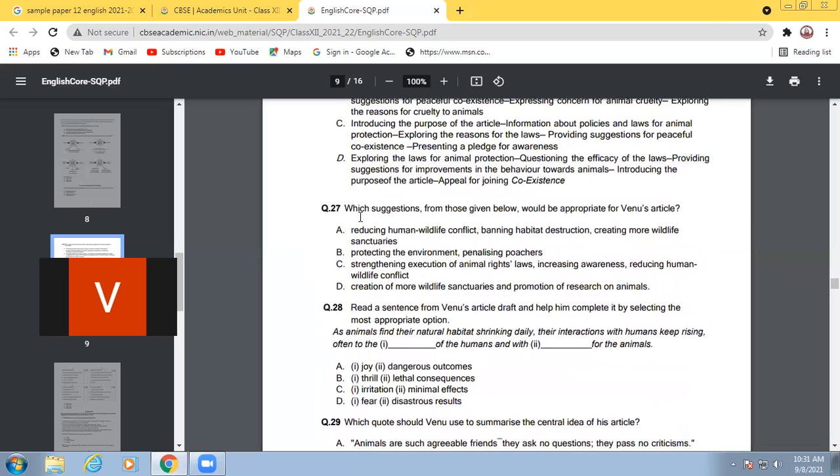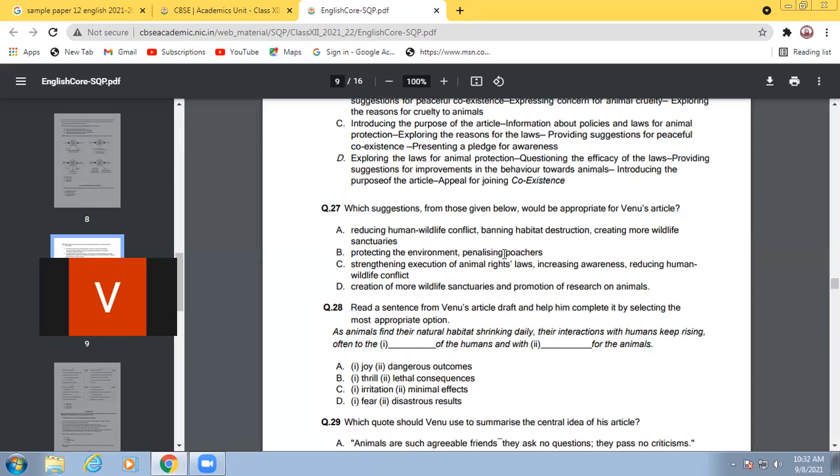Okay, question 27. Which suggestions from those given below would be appropriate for Venu's articles? Now, the writer is only talking about suggestions, so which ones are more important? Reducing human wildlife conflict, banning habitat destruction, creating more wildlife sanctuaries. If we want to stop cruelty towards animals, is it okay to talk about reducing human wildlife conflict? Yes. Banning habitat destruction. What is habitat? Like the jungles are cleared. So these things must be stopped. Creating more wildlife sanctuaries, yes. So these are okay suggestions, but let's see more.